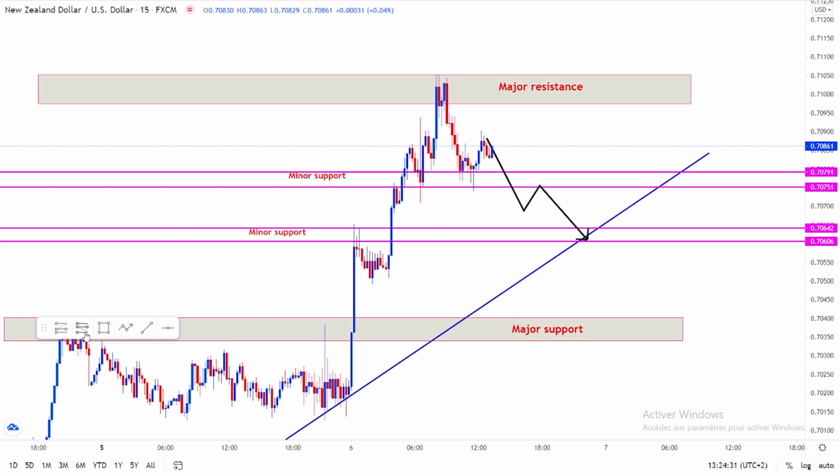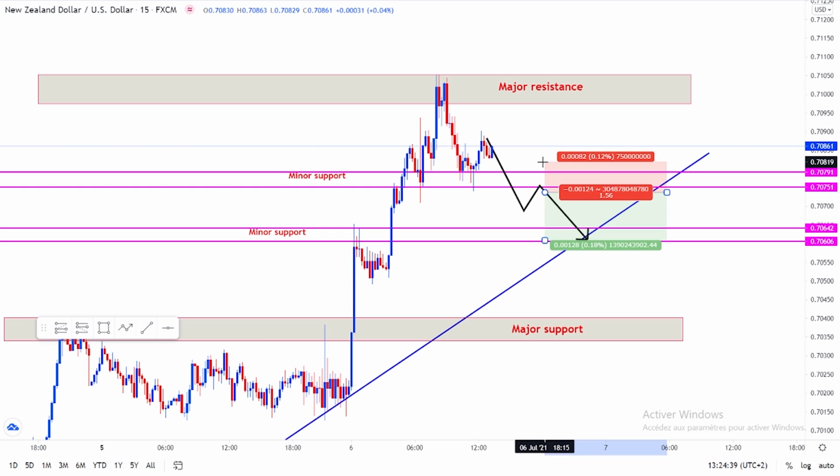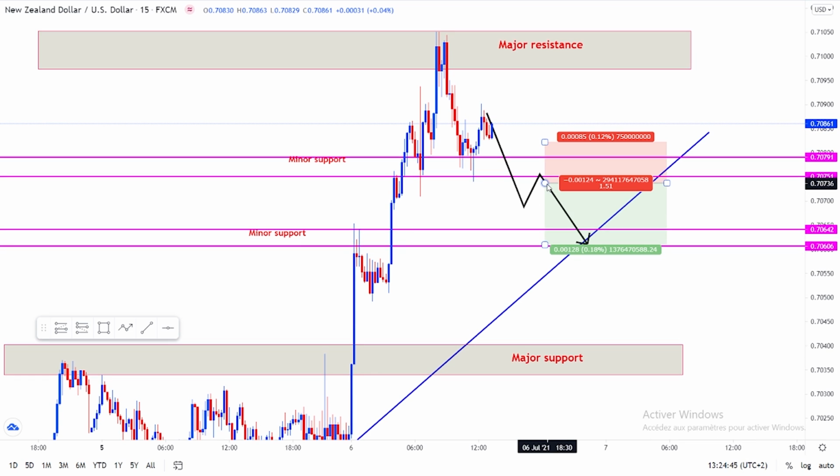So let's just mark it like this. Let's make our stop loss like this. It will be a 1 to 5 risk to reward ratio if our confirmation candle just closes like this.